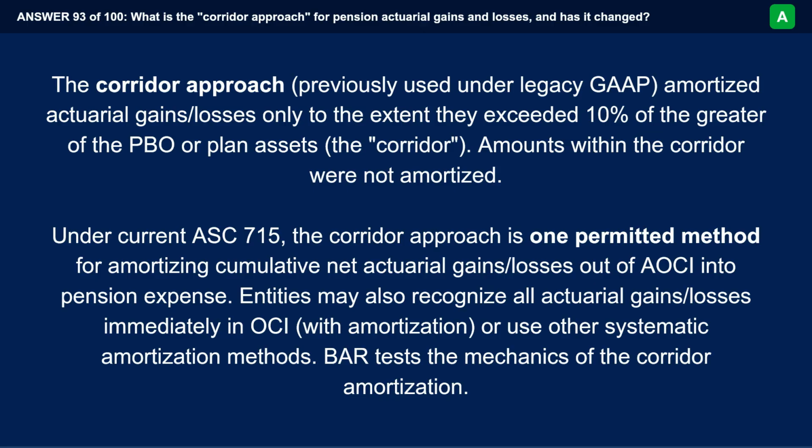Under current ASC 715, the corridor approach is one permitted method for amortizing cumulative net actuarial gains/losses out of AOCI into pension expense. Entities may also recognize all actuarial gains/losses immediately in OCI with amortization, or use other systematic amortization methods. BAR tests the mechanics of the corridor amortization.